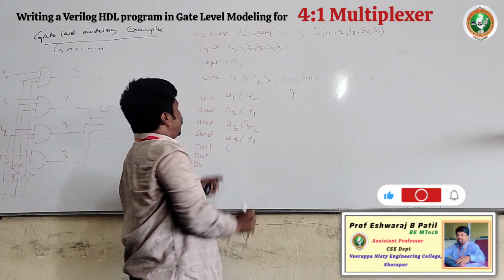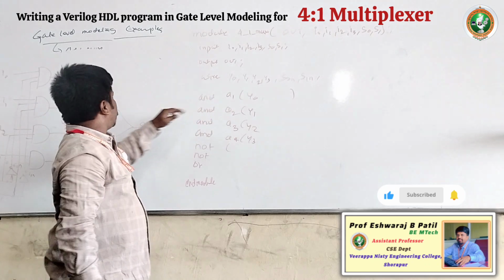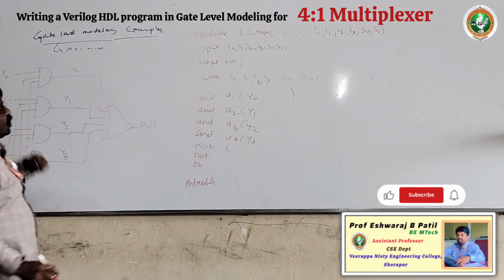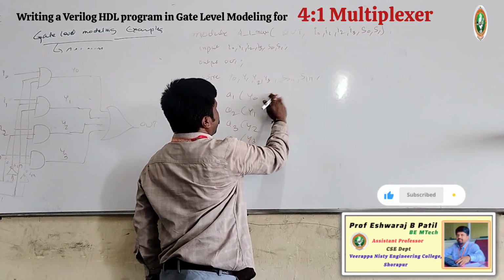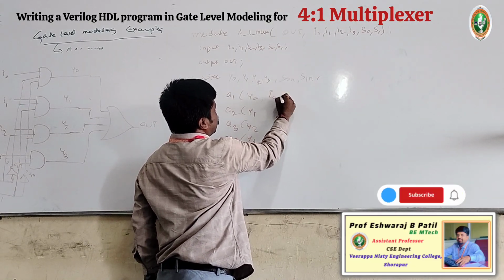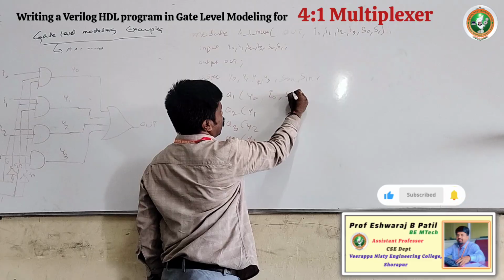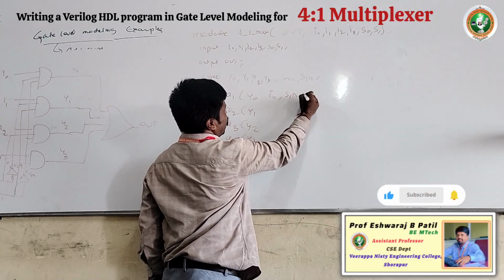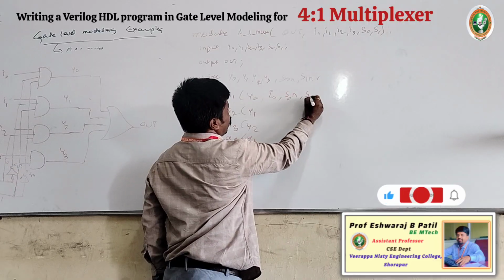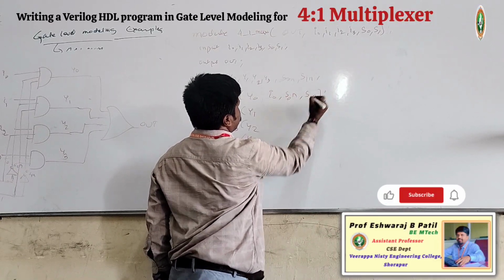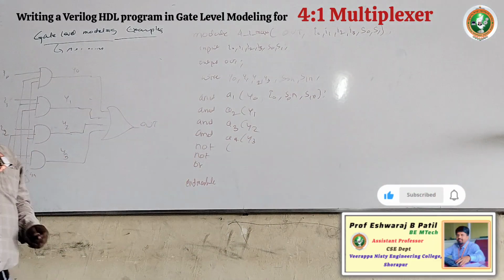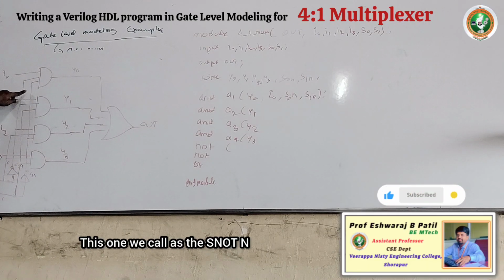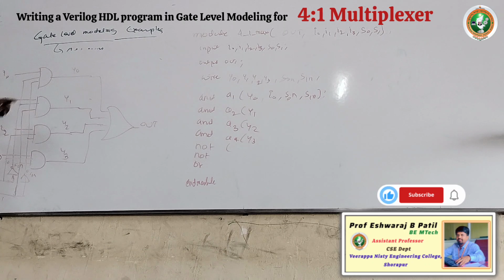Okay, the first AND gate output is Y0. Which are the inputs here? I0, S0 bar, S1 bar. Which are those? I0, and S1 bar, S1n, S0 bar, S0n. Okay, this is I0. This one we call S0n. This is S1n.